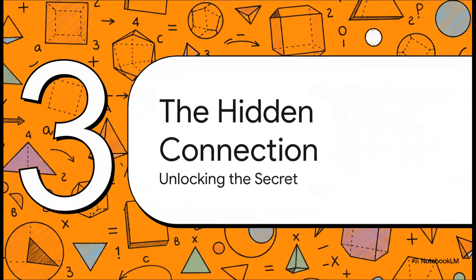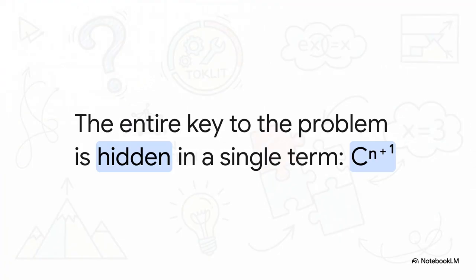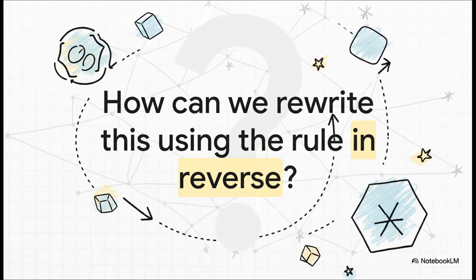All right, you ready for the breakthrough? The aha moment? The entire secret to solving this whole thing? It's hidden inside that first term. Yeah, that little guy right there, c to the power of n plus 1. That's it. That is the entire key. Seriously, everything, and I mean everything, hinges on how we decide to look at that one single piece of the puzzle.